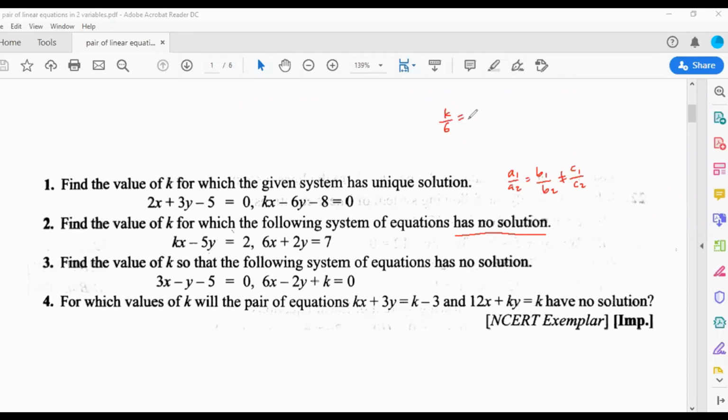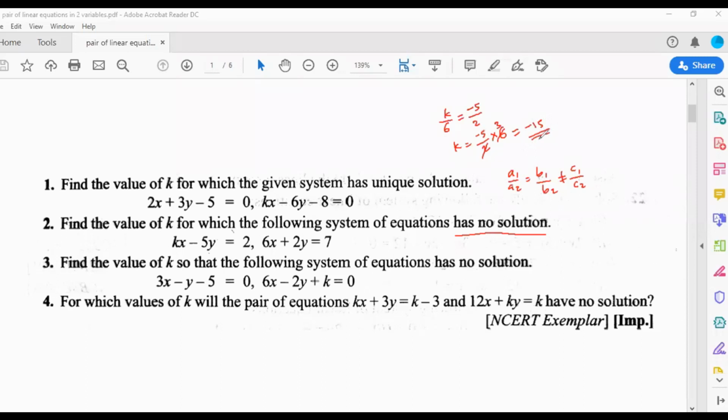So k by 6 is equal to minus 5 by 2, since B2 is 2. From this equation you can find the value of k. So 6 you move to the right side. So k is equal to minus 5 by 2 into 6. You can cut 2 from 6, so 3 times 2 is 6. So minus 5 into 3 is minus 15. So the value of k is minus 15.